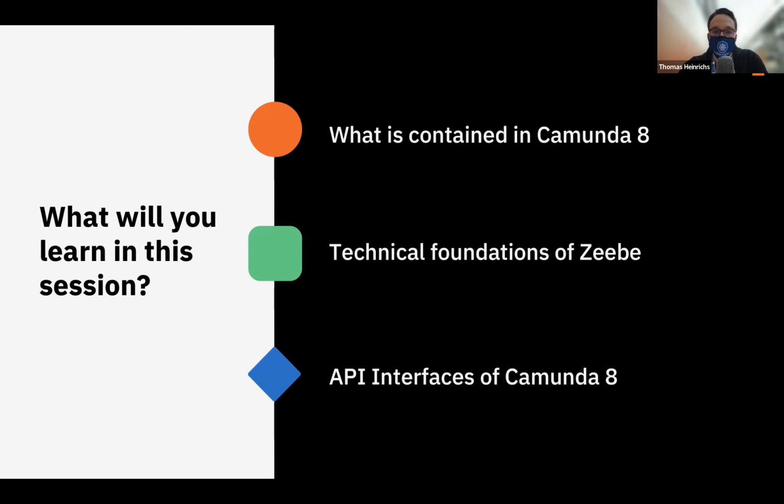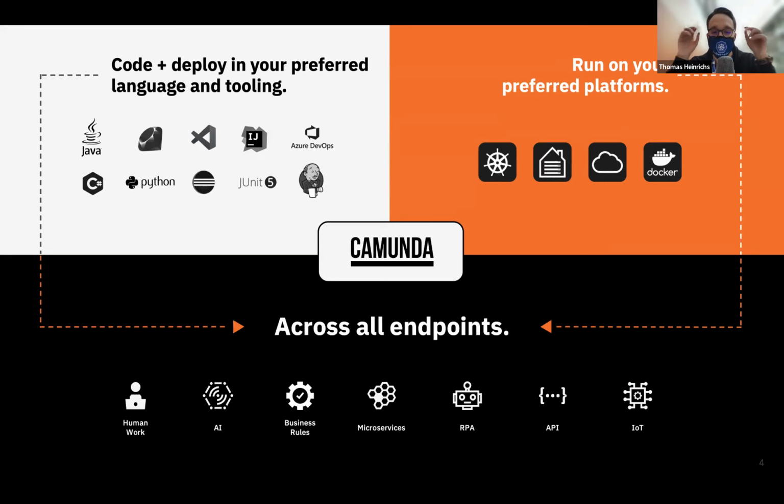To understand where we are heading, I wanted to set the scene and open up this picture once again, which describes the Camunda vision: orchestrate any endpoint everywhere. We want to orchestrate human workers, AI components, microservices, which is very common, or RPA bots, IoT devices, and so on. And we want to enable users of the tool to code and deploy in their preferred language and with their preferred tooling. That's also a very important thing for us.